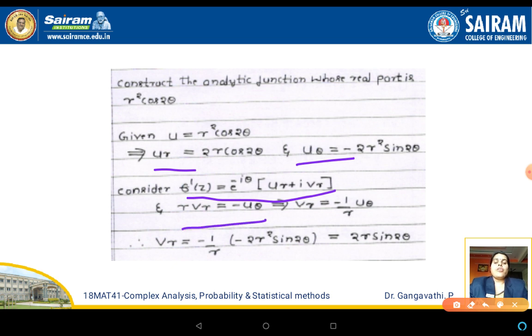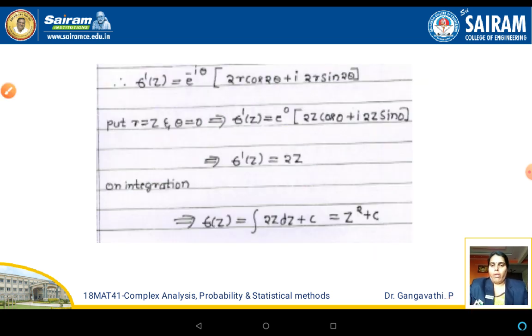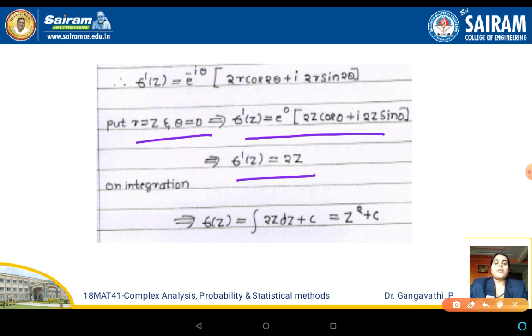Why? Because u has been given. This v doesn't have any data, so we are going to convert v_r in terms of u_theta, and therefore v_r is equal to minus 1 by r into u_theta. So v_r is equal to this on substituting everything, and on simplifying we get 2r sine 2 theta. And therefore f dash of z is equal to e to the power of minus i theta (2r cos 2 theta plus i 2r sine 2 theta). Now you need to substitute r is equal to z and theta is equal to 0. So f dash of z becomes this, and on simplifying we get f dash of z is equal to 2z.